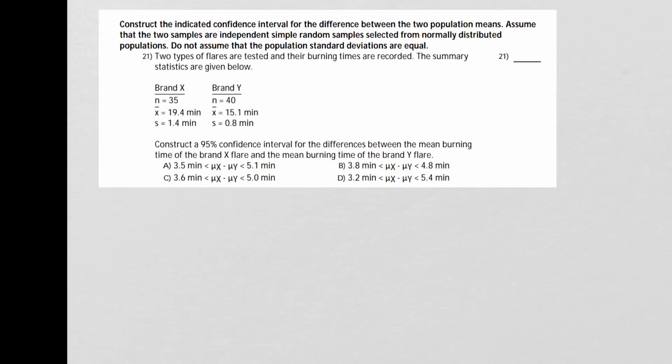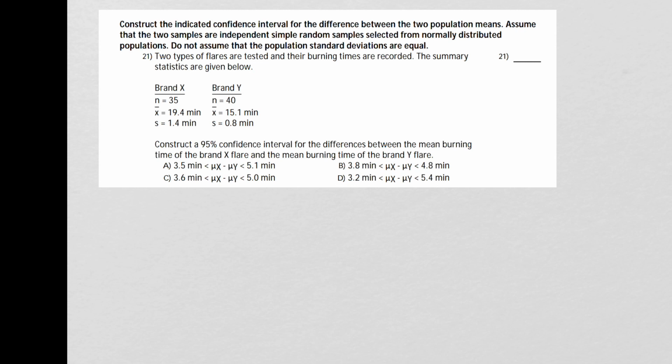In this question, it says to construct the indicated confidence interval for the difference between the two population means. Assume that the two samples are independent, simple random samples selected from normally distributed populations, and we do not assume that the population standard deviations are equal.